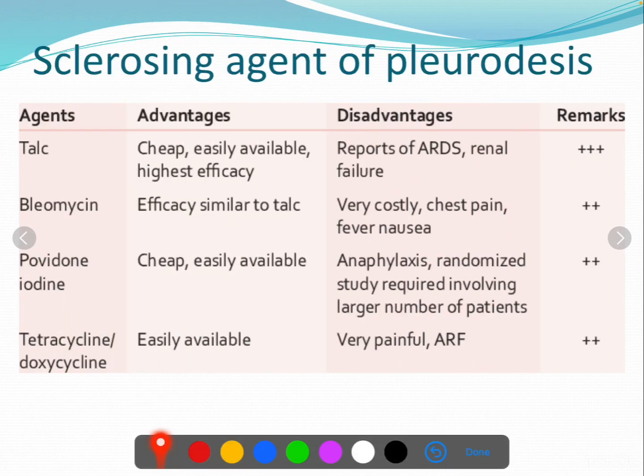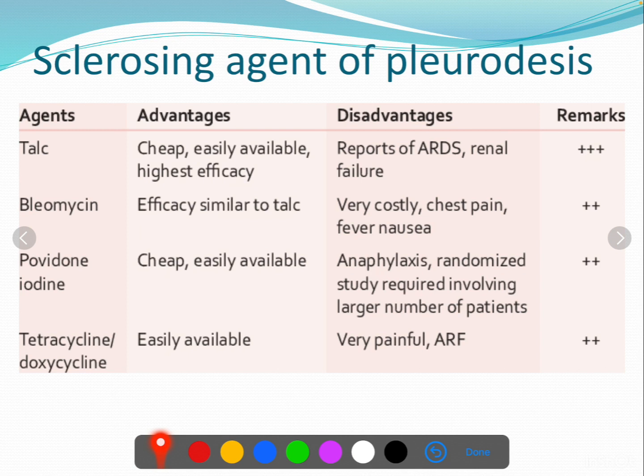Then they are talking about the sclerosing agents for pleurodesis again. Talc can be used. What is the advantage of talc? It is cheap, easily available, and has the highest efficacy. But the disadvantage is that it can cause ARDS and renal failure. Very, very important. Then what about bleomycin? Bleomycin has efficacy similar to talc, but it is very costly, and chest pain, fever, and nausea can occur.